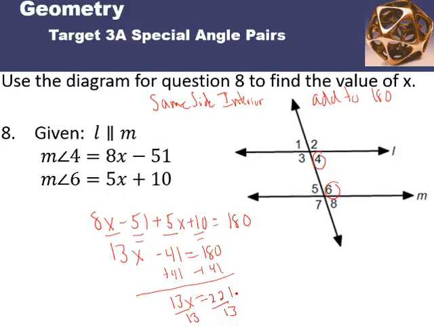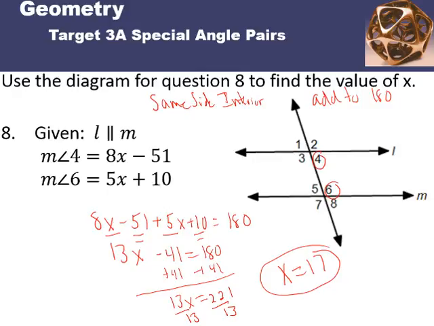Here we go. 13. Whoops, went the wrong way. Alright, what is that? 221 divided by 13? And I get 17. Yay, x is 17. I wonder what would happen if I hit that button. Well, I'll try it another time. Okay, good.